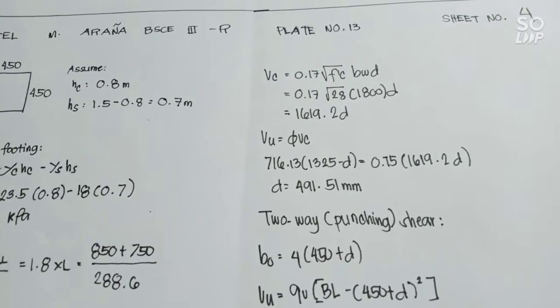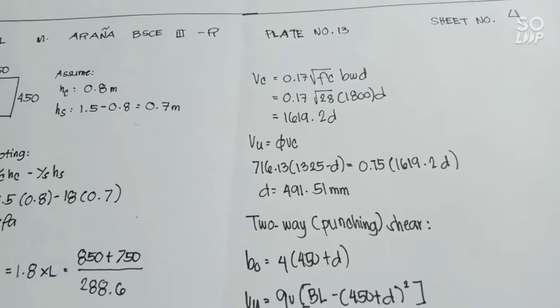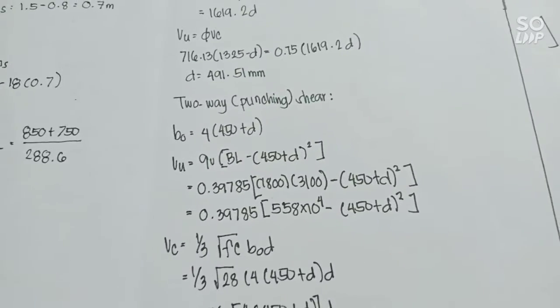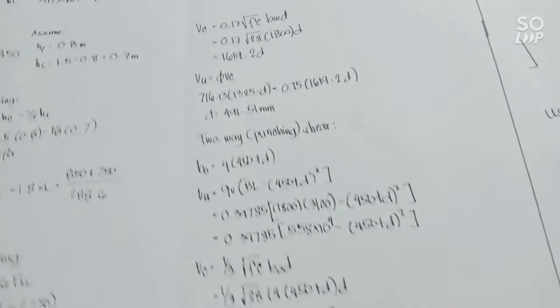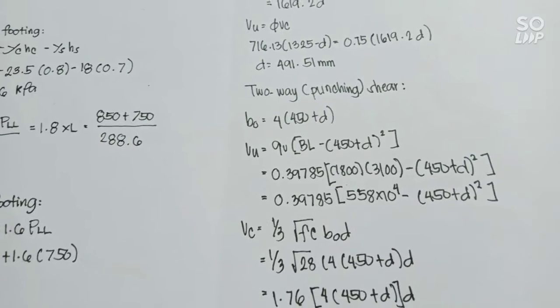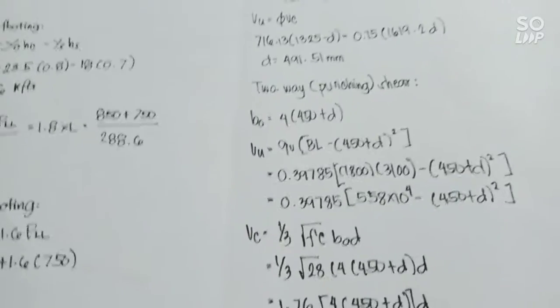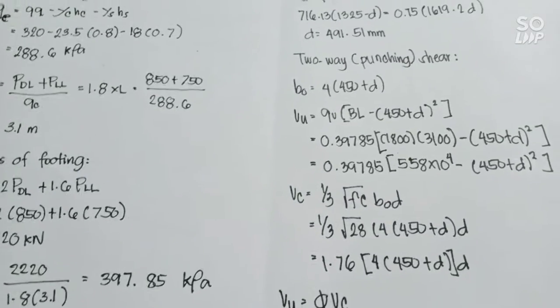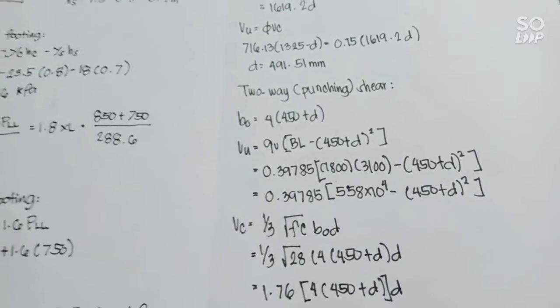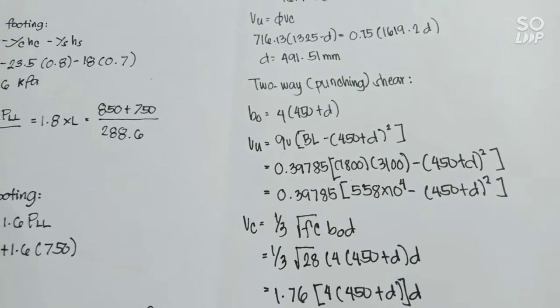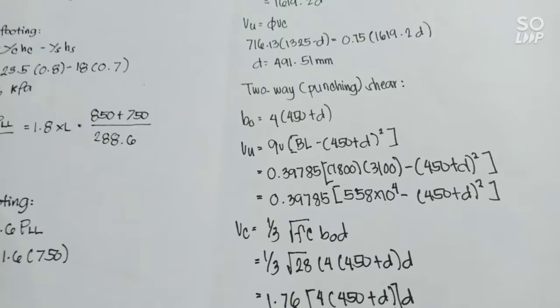So RD is equal to 491.51 millimeters. And we proceed to two-way, or punching shear, or the depth based on the punching shear. So the BO has the formula of 4 times the side of the column, which is 450 plus d. So our VU, or the factored shear force, equals QU times the width of the footing times the length minus the BO.